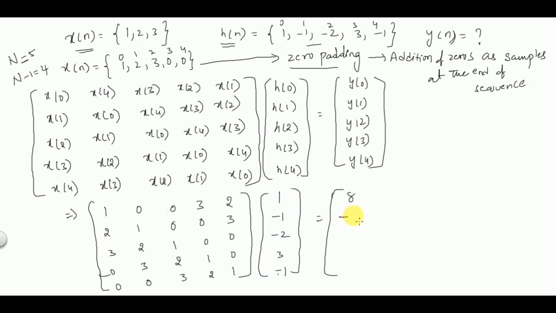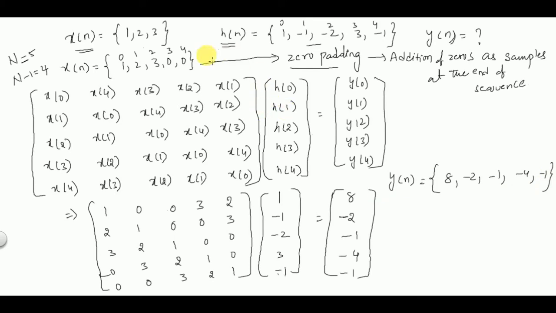Similarly, if you proceed, the second row multiplied by this column will give you the second value, y of 1, which we obtain as minus 2. Similarly, the third is minus 1. If you multiply the fourth row with this column, you'll get minus 4, and if you multiply the fifth row with this column, it will give you minus 1. So y of n is equal to 8, minus 2, minus 1, minus 4, minus 1.